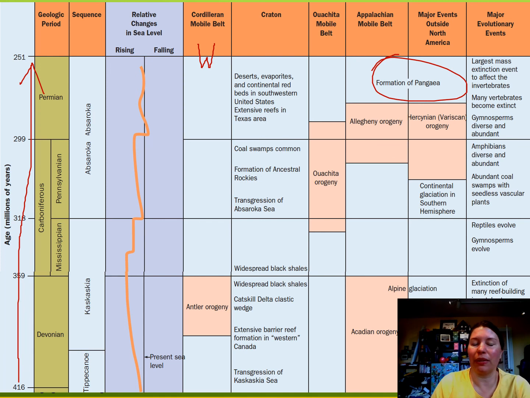All the rest of the mountain building that we're going to see for the next few presentations, Mesozoic and Cenozoic, is going to be in the west as the Rockies continue to build. So the Appalachians are done, and the Rockies are just getting started here at the end of the Paleozoic. And then some evolutionary events: the largest mass extinction event, but we're talking about all these other organisms too, and different sedimentary bodies of rock like coal swamps, black shales, and barrier reef formations. All sorts of neat stuff going on as well.